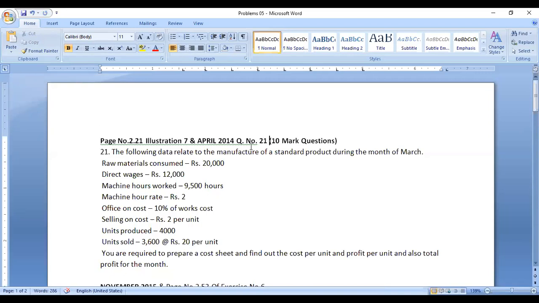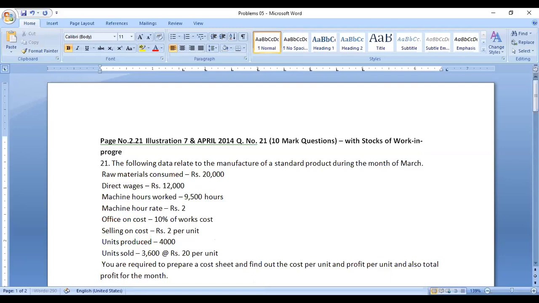The same question is in your Reddy and Murthy, Hariprasad Reddy. You can see page number 2.21 and question number 7. So now we have to value. In this question, what are you going to do? This is called stocks of work in progress. In this problem, you can get work in progress and you have finished goods available also. Finished goods information will also be given.